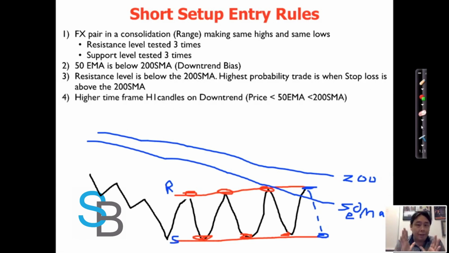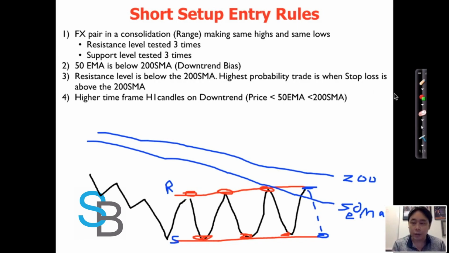Next, we always check the higher time frame. Always look at the hourly candles, H1, and ensure on the hourly chart it's in a clear downtrend as well. So again, how do you define a downtrend? The hourly candles should be below the 50 EMA, and the 50 EMA below the 200 simple moving average. Right, so that is the short setup that we're looking for.